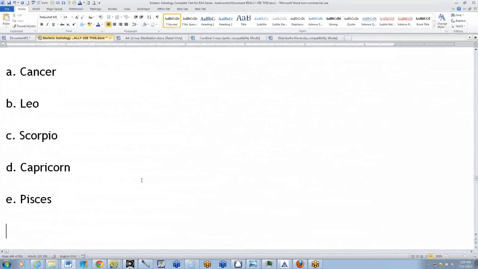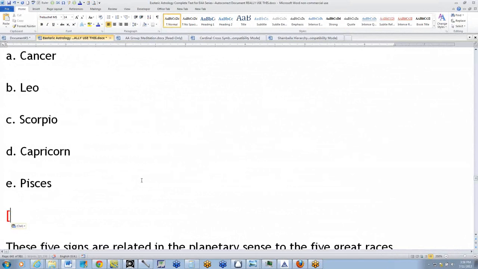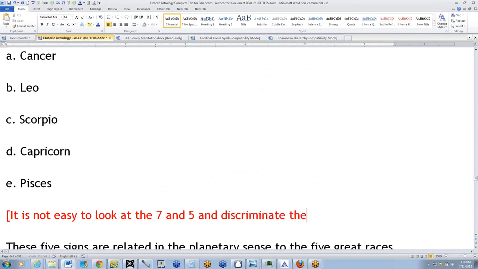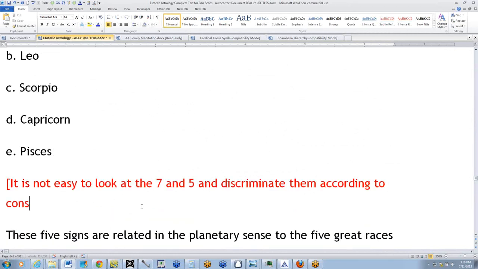because when I look at the 5, I can see in Capricorn a pretty sacred constellation. Probably Scorpio is quite magnificent in that respect too, and so is Leo. And with Pisces, we have a very important constellation having to do with the second ray as a cosmic decanate. So it is not easy to look at the 7 and 5 and discriminate them according to constellational status of 2 groups. But anyhow, I think we see the initiatory program.